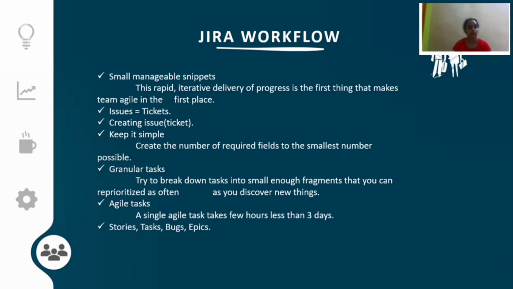As we progress, remember to keep it simple. Limit the number of required fields to the smallest number possible so it doesn't disturb your logging work. Granular task. It creates an issue. Creating an issue is simple, but figuring out what to put in them is a little trickier. Try to break down your work into small enough fragments and then you can reprioritize if you discover new things. Agile task. It takes a few hours but not more than 3 days.